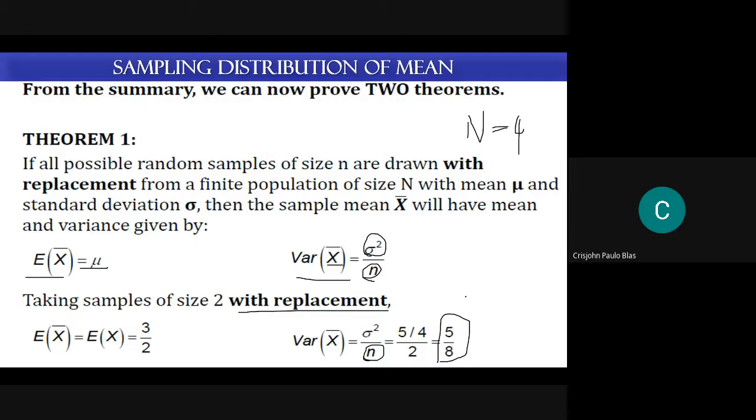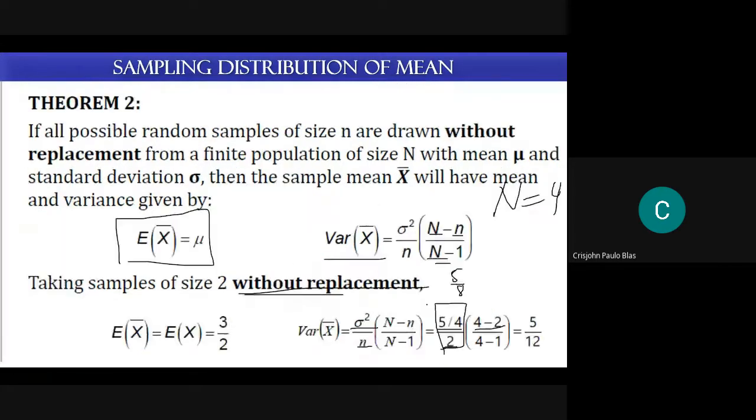So that we have, here we all know the answer here is 5 over 8, di ba? Nanggaling yan dito. Kaya 5 over 8 yan. So 5 over 8 multiplied by, what is 4 minus 2? That is 2. 4 minus 1 is 3. By multiplying it, we have 10. 8 times 3 is 24. Simplify it, we have 5 over 12.